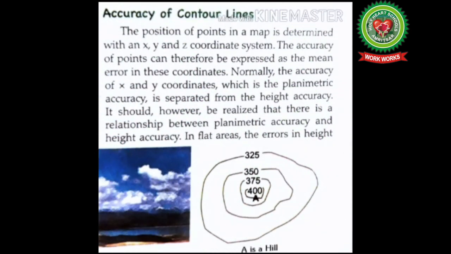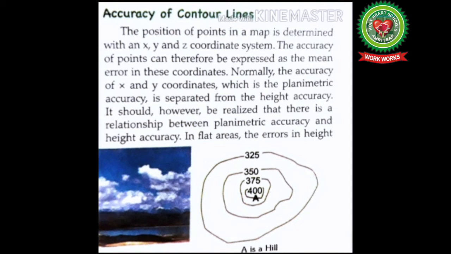Next point is accuracy of contour lines. The position of points in a map is determined with an x, y, and z coordinate system. The accuracy of points can therefore be expressed as the mean error in these coordinates. Normally, the accuracy of x and y coordinates, which is the planimetric accuracy, is separated from the height accuracy. It should, however, be realized that there is a relationship between planimetric accuracy and height accuracy.